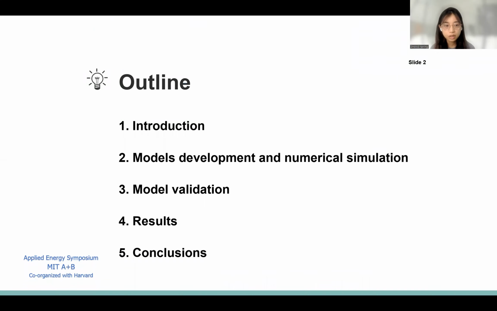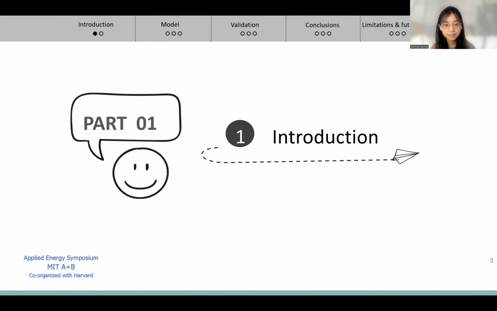Today's presentation will be divided into 5 parts. First, I'll introduce you the background and previous literatures in this field. Second, it's about the model's development and numerical simulation, which is also the methodology. Third is the model validation. And the next one is result, which is followed by the conclusion.